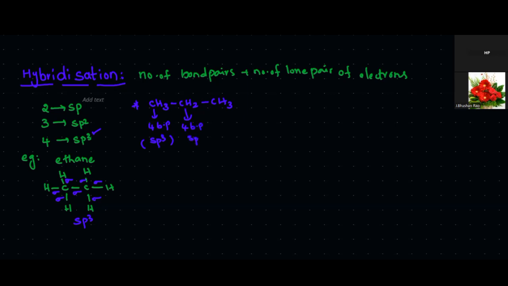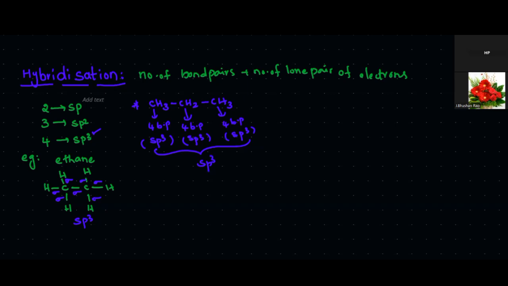And next, in this third one, again 3 bond pairs plus this other bond pair with carbon. Now 4 bond pairs are present here also. Now this carbon is also an sp3 hybridized carbon. So overall this complete molecule is an sp3 hybridized molecule. Okay, this one is an sp3 hybridized molecule.